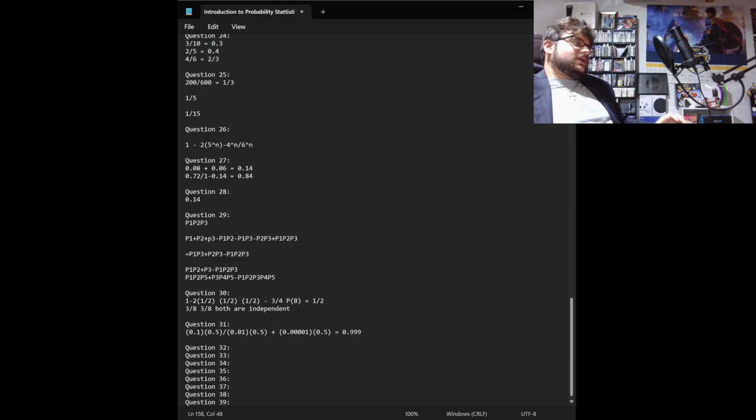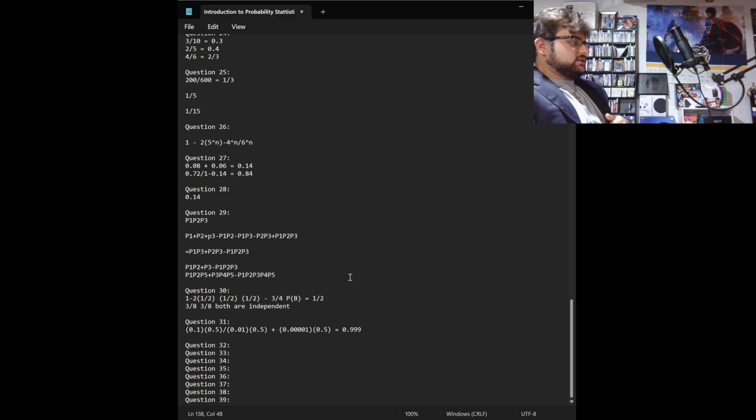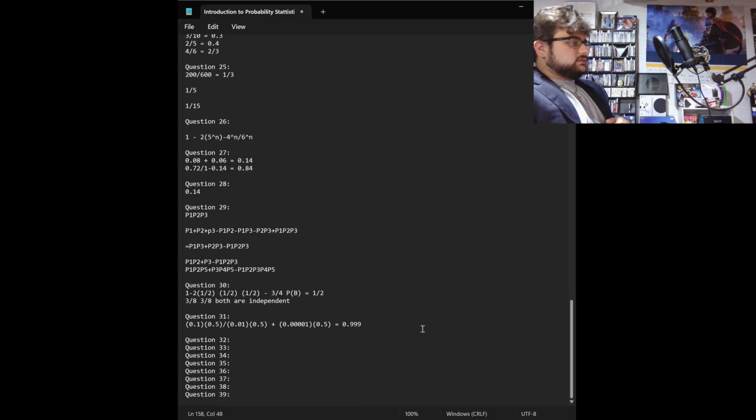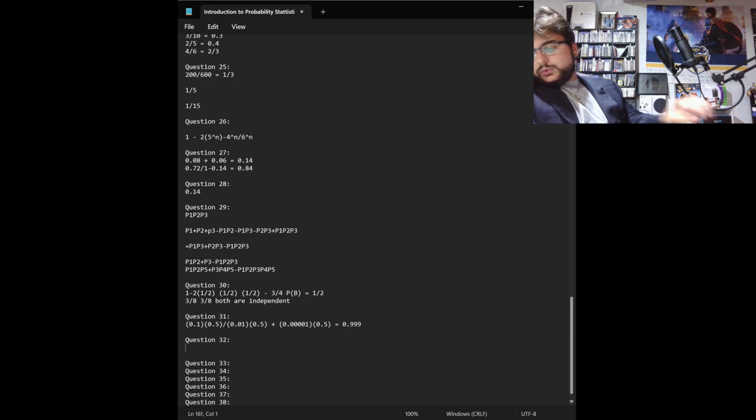Okay. Using, what was it called? Bayes' rule. You can put them in this setup where you have half the time, 1% of the time, and 1% of the time, and that's how you get this. Okay, 32.